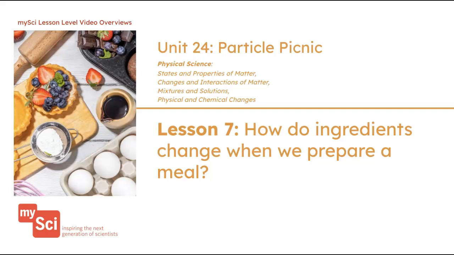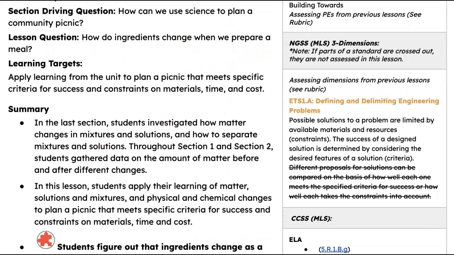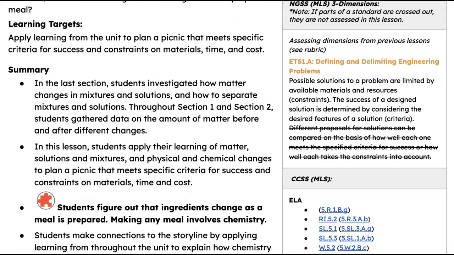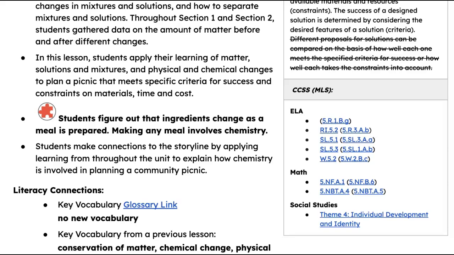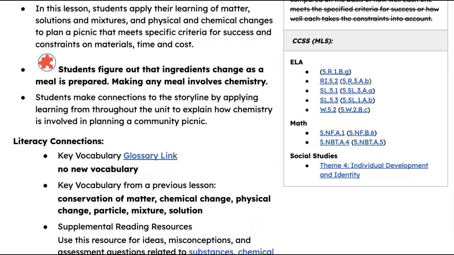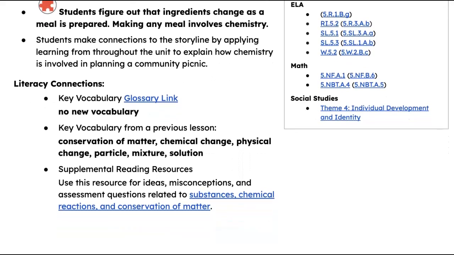Students figure out that ingredients change as a meal is prepared. Making any meal involves chemistry. Students make connections to the storyline by applying learning from throughout the unit to explain how chemistry is involved in planning a community picnic. There are several opportunities for ELA, math, and social studies cross-curricular connections throughout the lesson. You can look for specific standard connections in the Unit 24 Teacher Guide. This lesson will take approximately 4 days to complete.